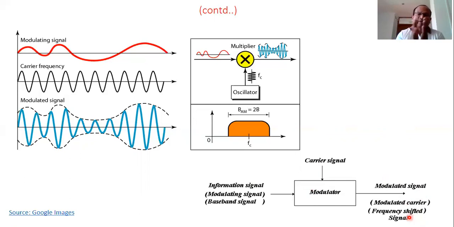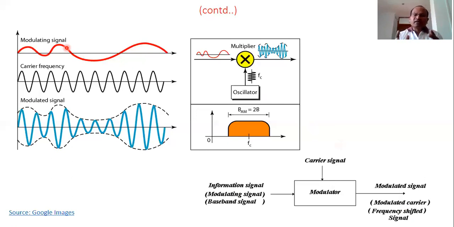I'm sorry, the frequency of the carrier signal does not change, but the modulating signal frequency is translated. We'll understand what we mean by frequency shifting. What do we mean by frequency translation? The message signal which is at a certain frequency will no longer remain at the same frequency when it is translated, when it is communicated, when it is transmitted.